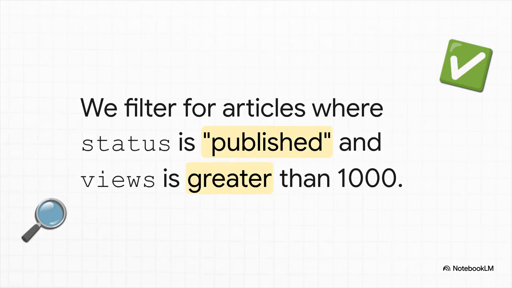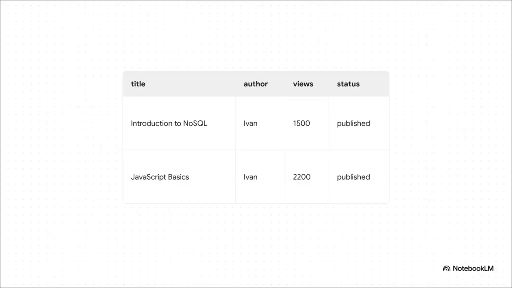Okay, now we put our $match stage, our gatekeeper, to work. The rule is simple. We only want articles that are published and have more than 1,000 views. That's the criteria for getting past the velvet rope. And there you go. Instantly, 2 of our documents are gone. The draft article is out, and the published one with only 950 views is out. Only the 2 documents that met both conditions get to move on to the next stage.